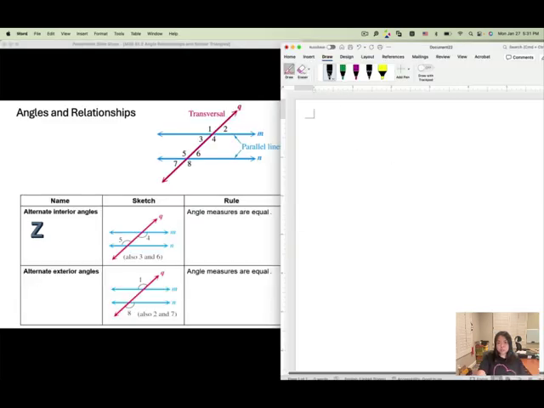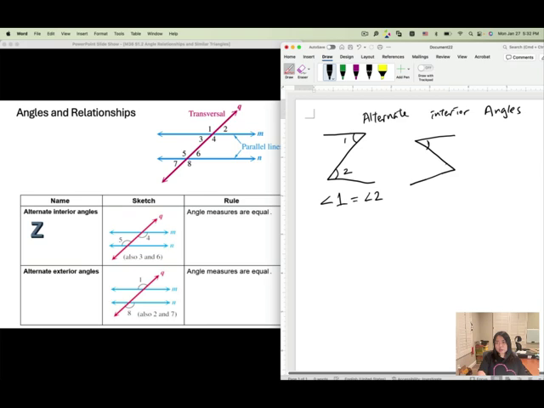Let me explain why we want to use the Z. If you have the Z, let's say this is angle 1, this is angle 2. We're gonna say angle 1 will be equal to angle 2. The reason will be alternate interior angles. And this Z, you could flip it. I can flip it this way. So angle 3 will be equal to angle 4. One more time, the reason is alternate interior angles.